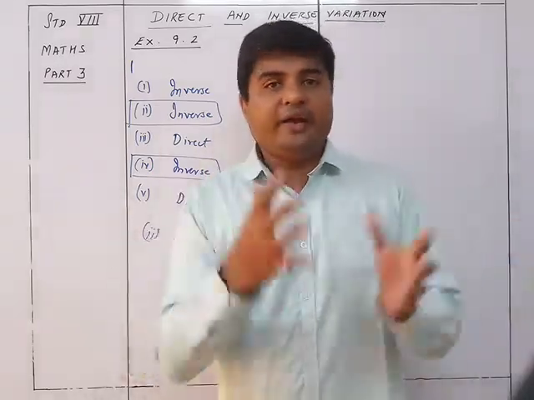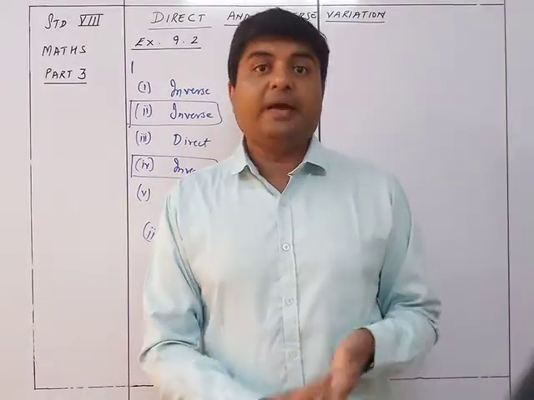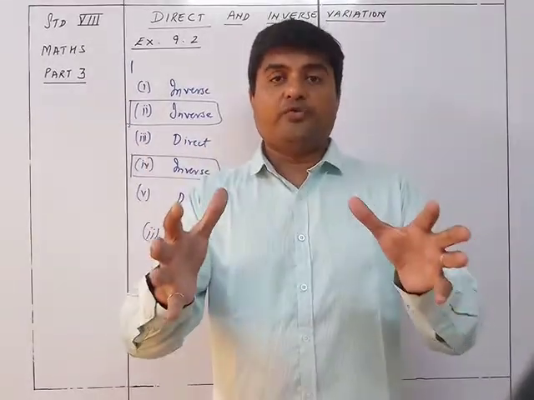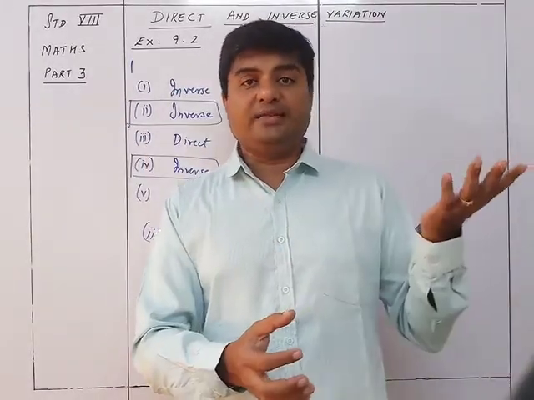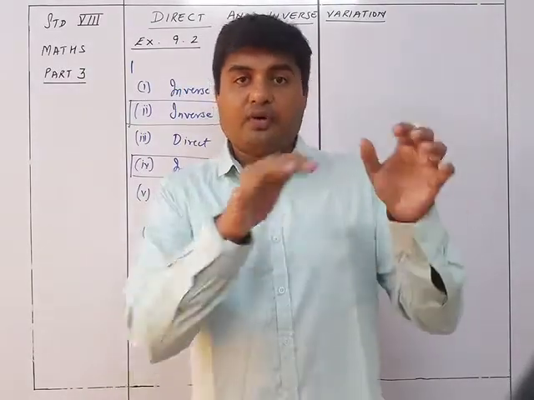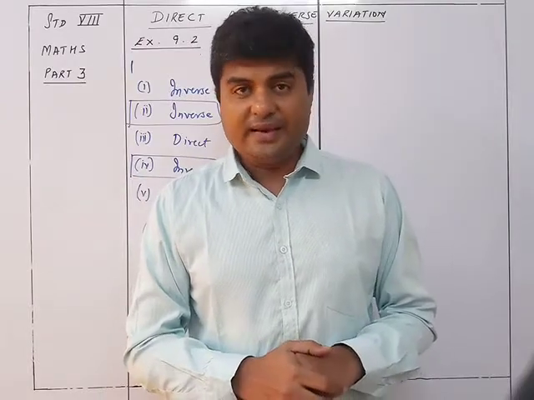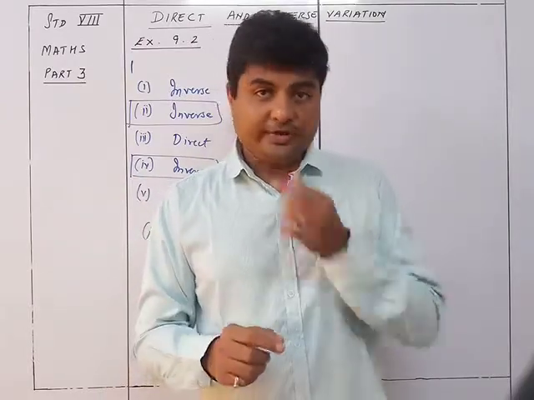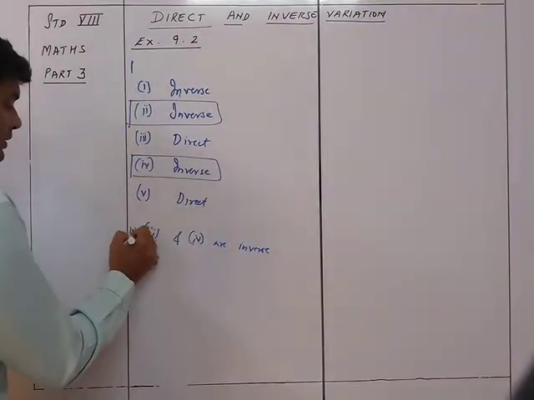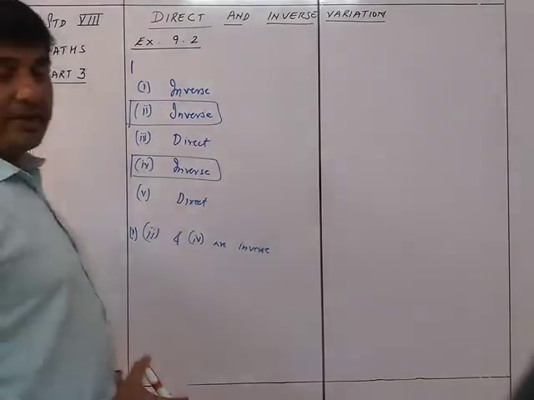If I am talking of the quantity of food, yes, it is direct. More the number of students, more the quantity required. But if I say how many days a particular amount of food will last if the number of students increase, the number of days will decrease. If the number of students decrease, the number of days the food is going to remain will increase. That's why it is inverse ratio. So the answer is 1, 2 and 4 are inverse ratios. Okay, that is question number 1.